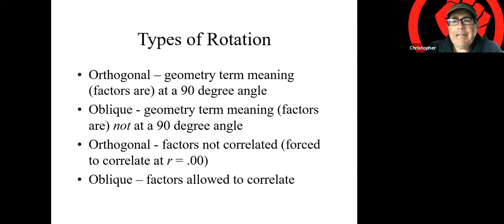So to put it in non-geometric terms, orthogonal means that the factors aren't correlated. We don't allow our factors to be correlated. Oblique, we do allow our factors to be correlated.